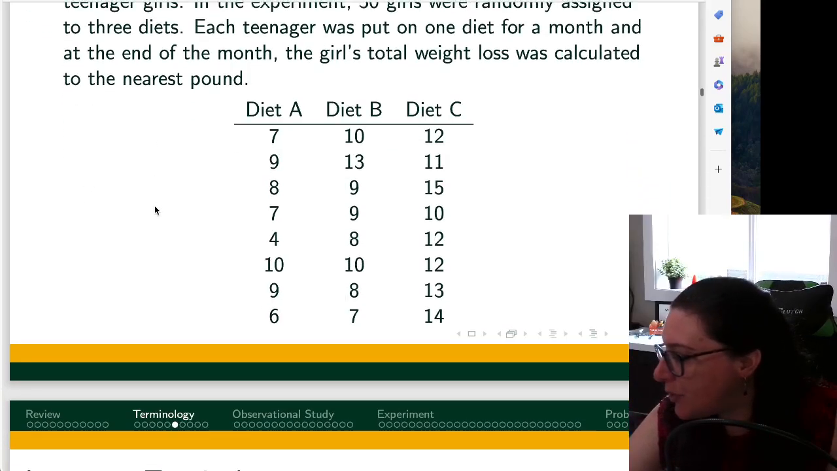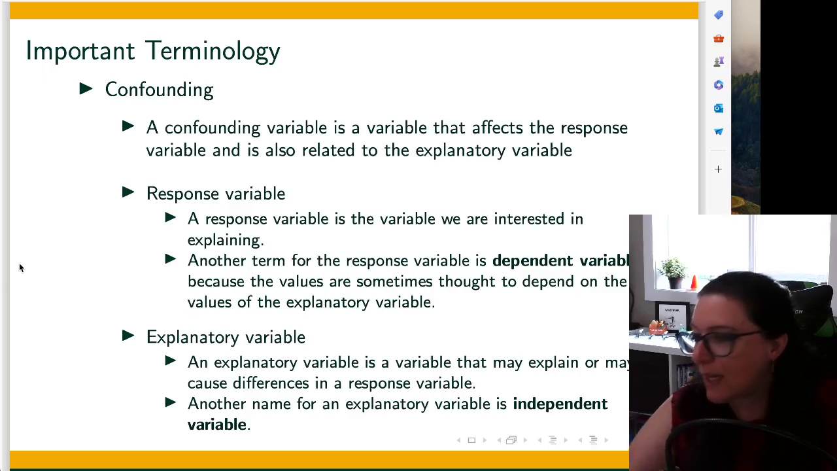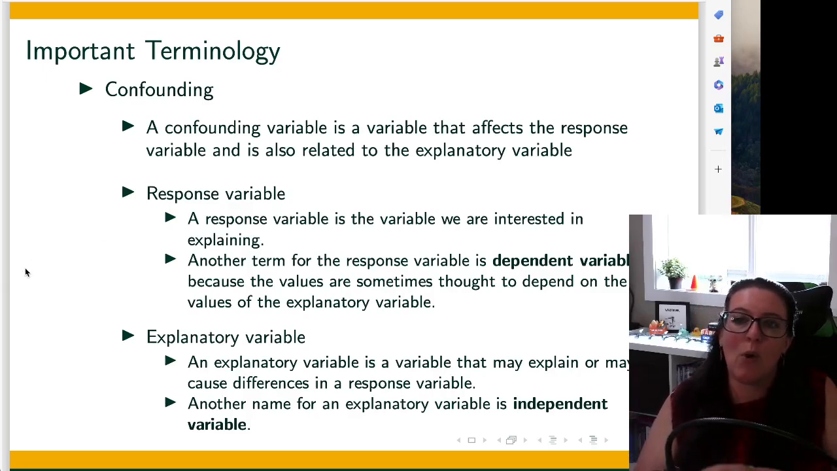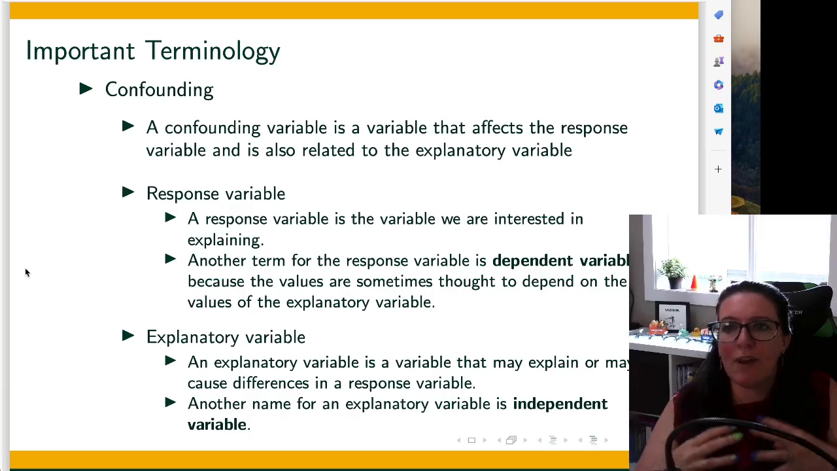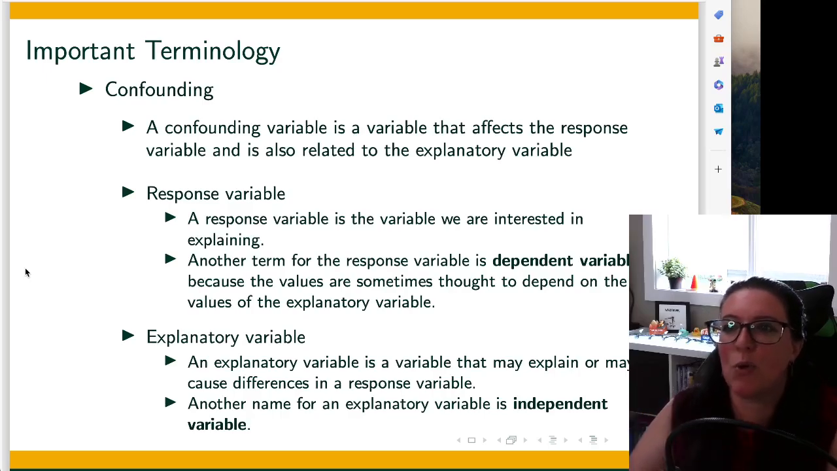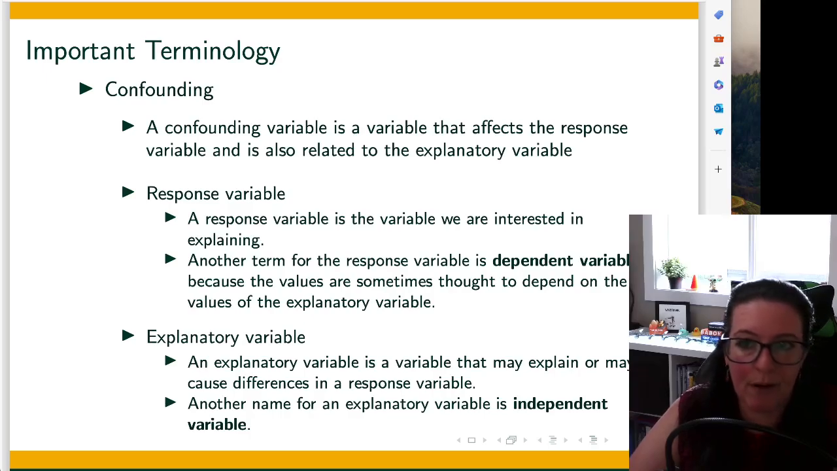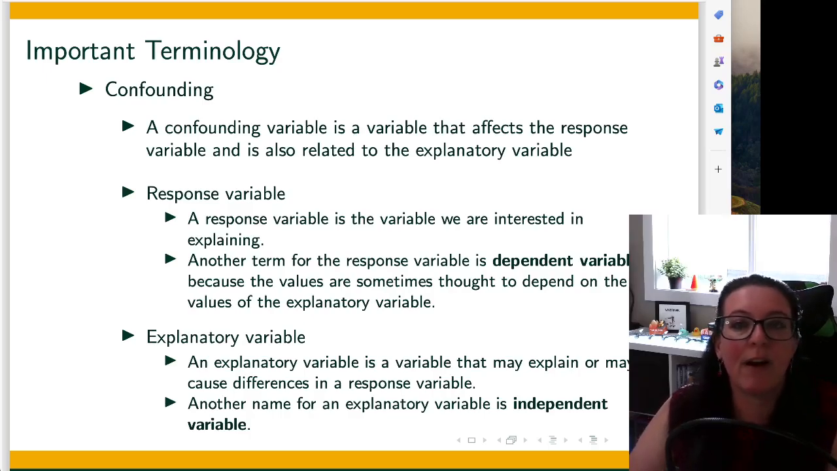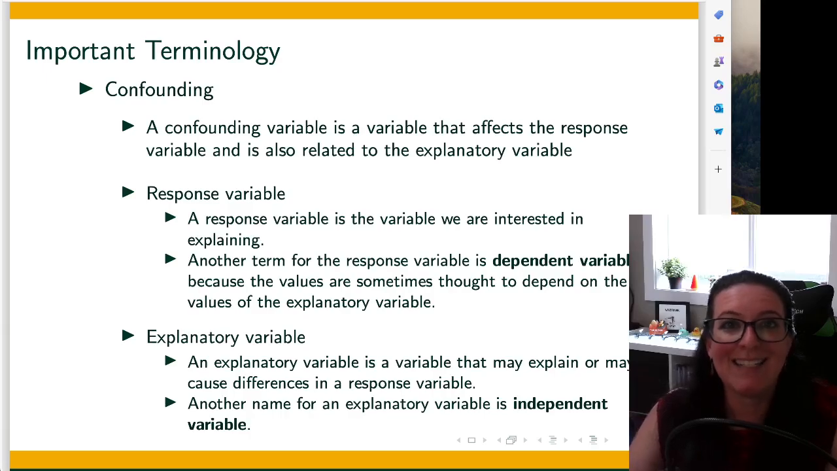Now, when we are doing experimentation, we have to be concerned about confounding. So that's another key term we need to make sure that we know. So confounding is when there are multiple things that could be causing the effect that we are seeing. So we have a variable that affects the response variable, but the variable is also related to some other explanatory variables. So we need to distinguish between a response variable and an explanatory variable. Our response variable is the variable we are interested in explaining. Okay, so this is going to be our dependent variable.